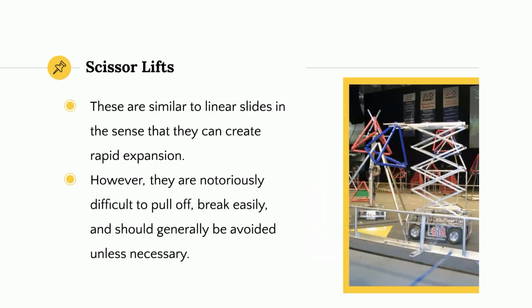Scissor lifts. These are similar to linear slides in a sense that they can create rapid expansion. However, they're notoriously difficult to pull off, break easily, and should generally be avoided unless necessary. So they work similar to all the other linkages. They just use geometry. They change the angles in order to make things go up further and less far.